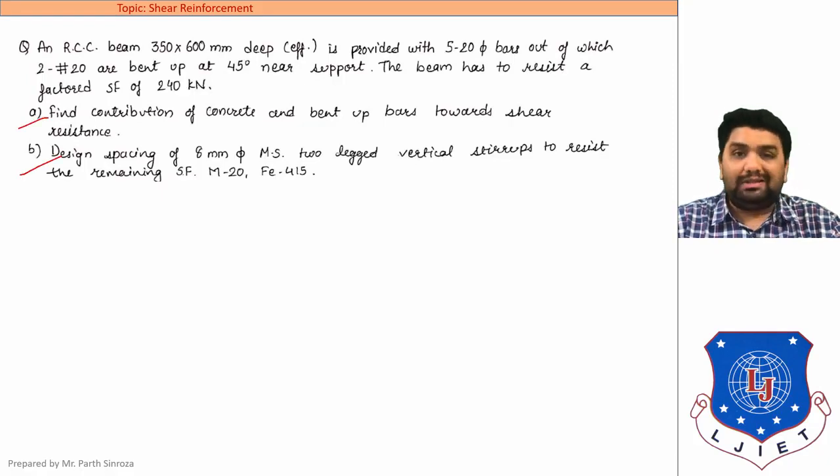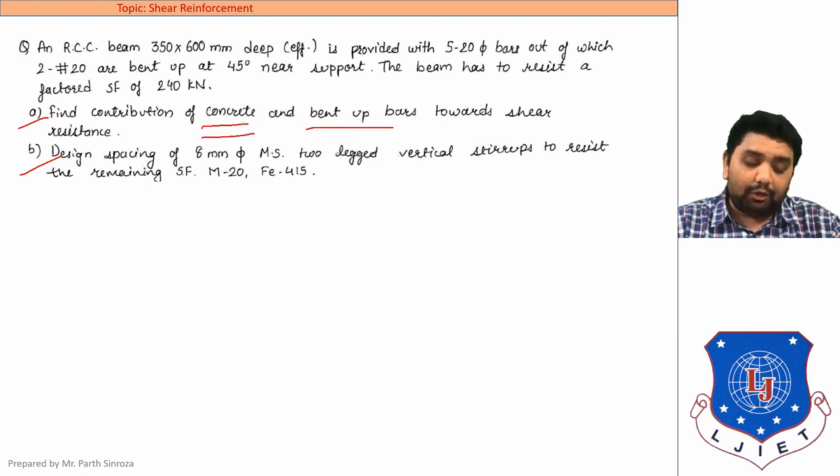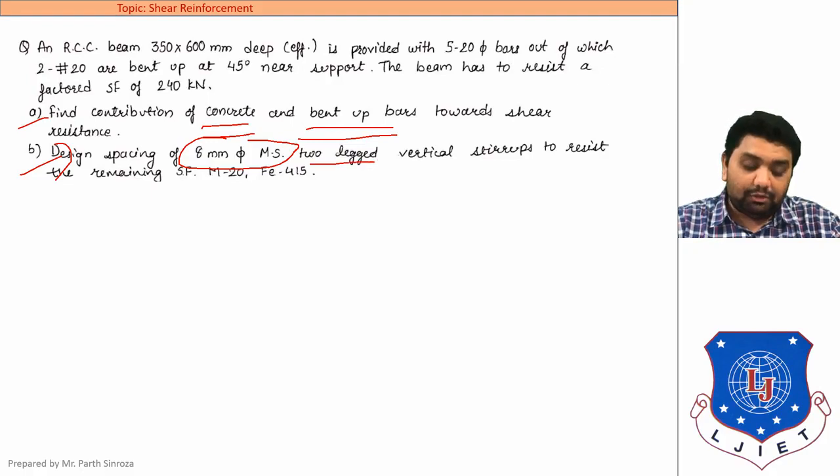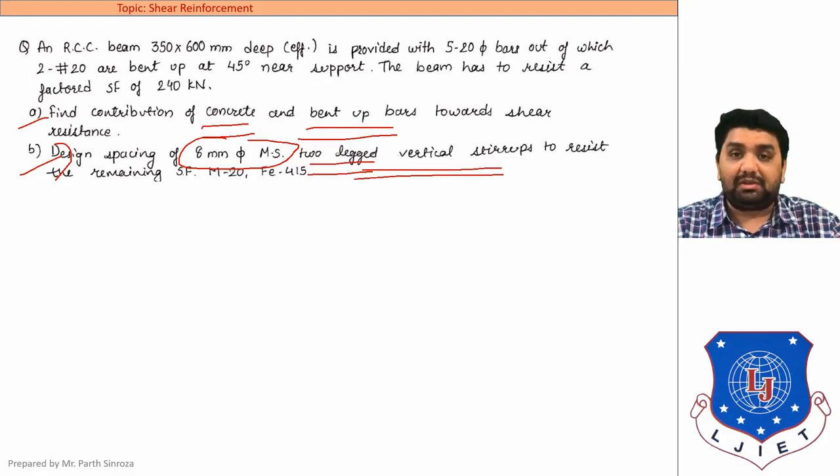Now we need to do 2 things in this. The first thing is to find the contribution of concrete and the contribution of bent up bars towards the shear resistance, that is, how much concrete will act towards shear resistance and how much bent up bars will act towards shear resistance. And the second thing is to find the spacing, or design the spacing, of 8 mm diameter MS stirrups. Keep in mind it is asked in the question to use 8 mm diameter stirrups, so we will be using only 8 mm diameter stirrups, and that also being 2-legged vertical stirrups. Clear? To resist the remaining shear force.